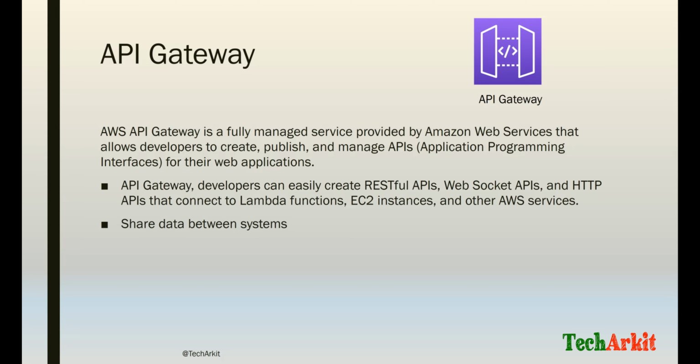With API Gateway, developers can easily create RESTful APIs, WebSocket APIs and HTTP APIs that connect to Lambda functions. You can integrate Lambda functions with the API Gateway, which would be helpful for developers to trigger actions. You can also integrate or connect EC2 instances and other AWS services with the API Gateway. So you can share data between systems. That way API Gateway would be more useful for your networking stuff.